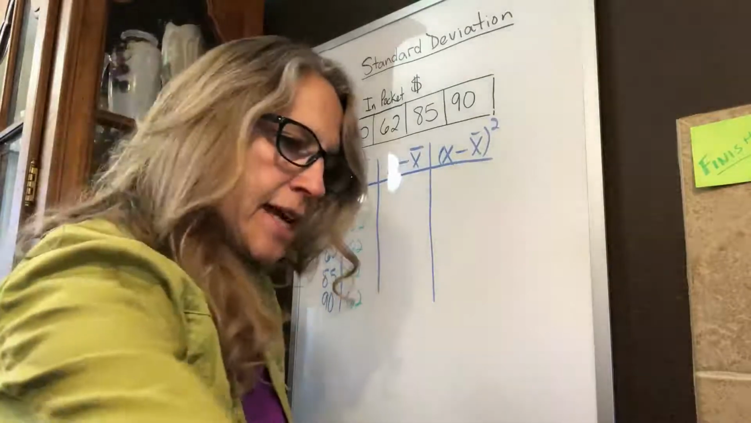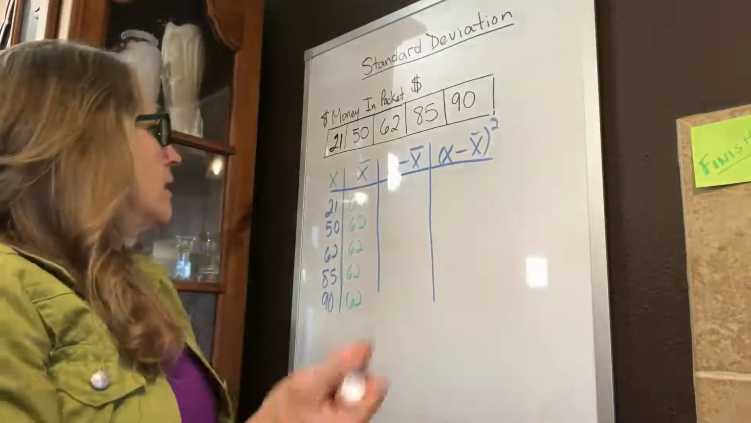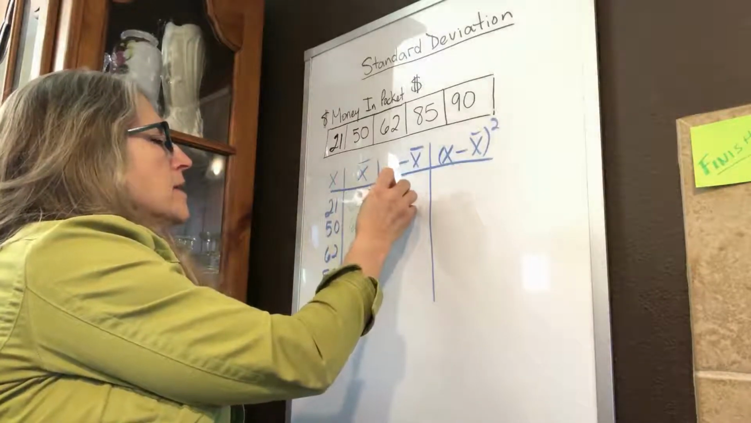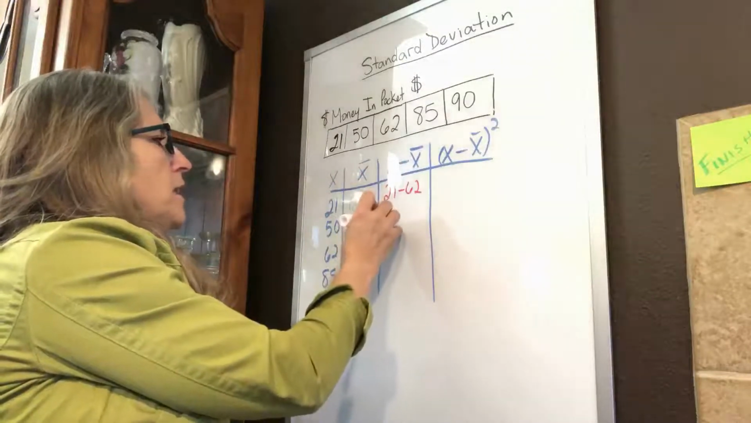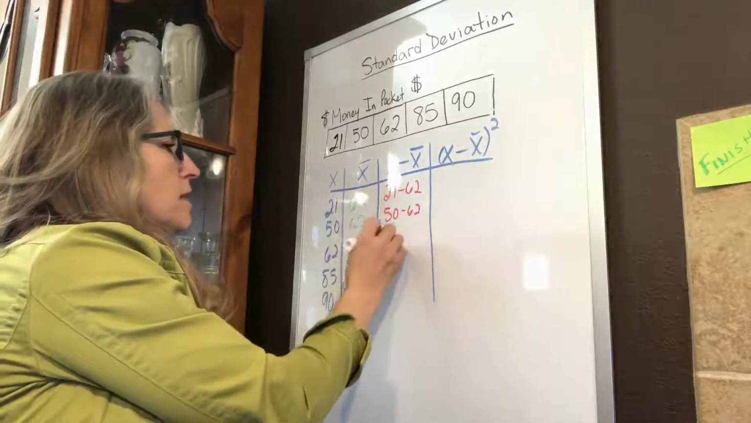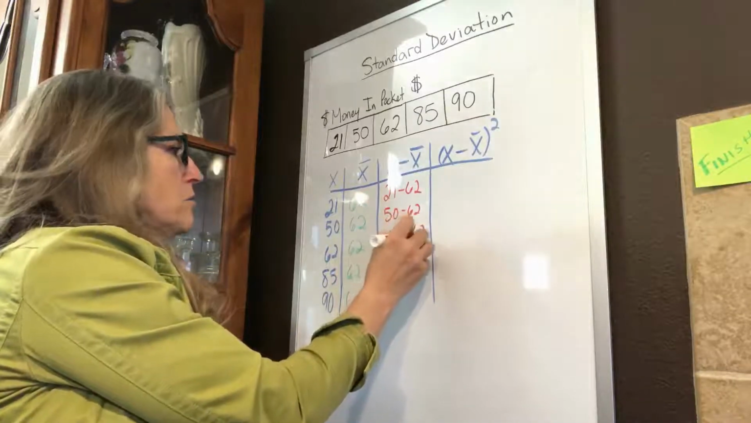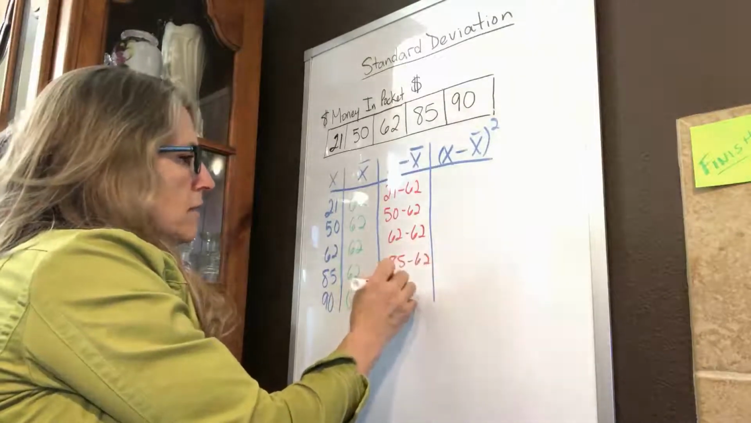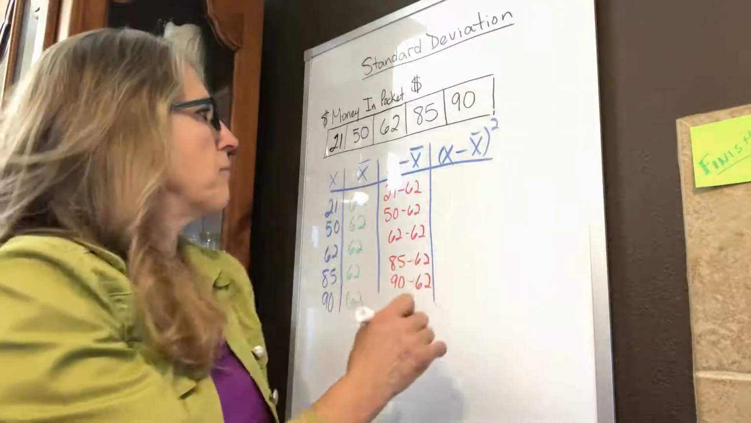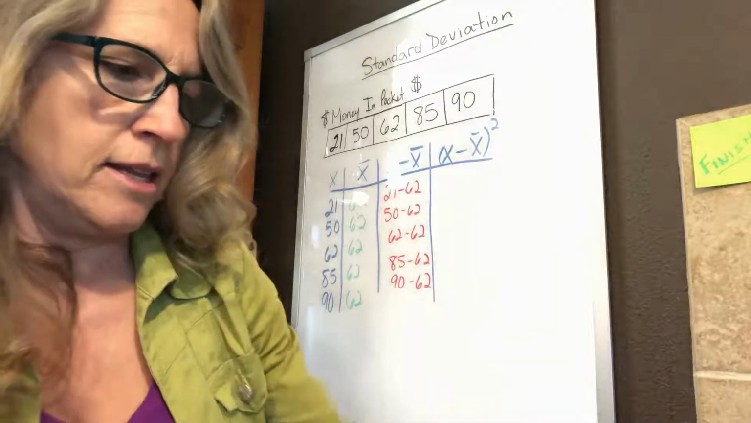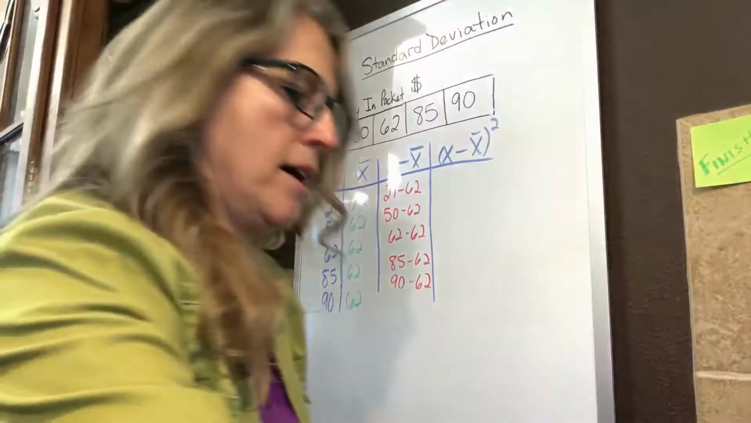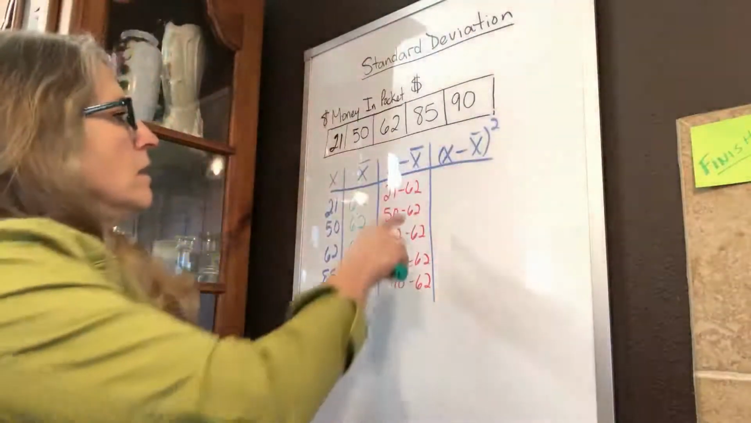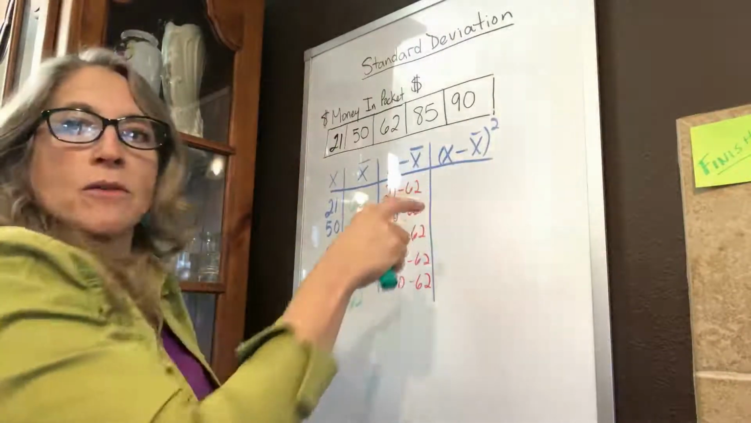The next step, I'm going to take my data minus the mean. So 21 minus 62, and 50 minus 62, and 62 minus 62, and 85 minus 62, 90 minus 62. Okay? And finally, I am going to take the result of this and square it.